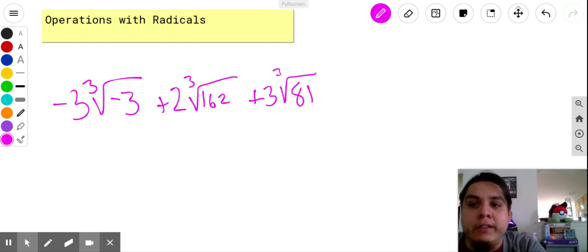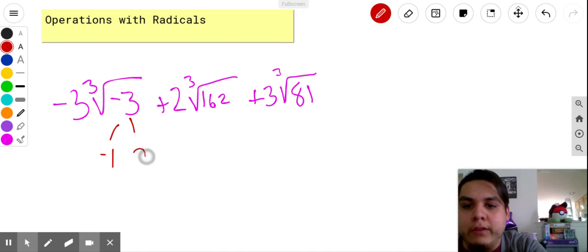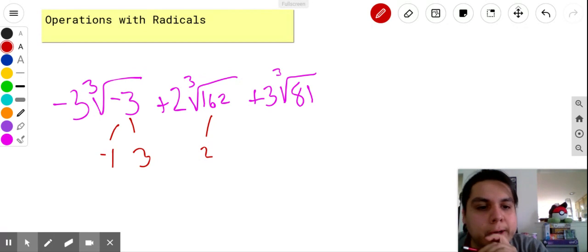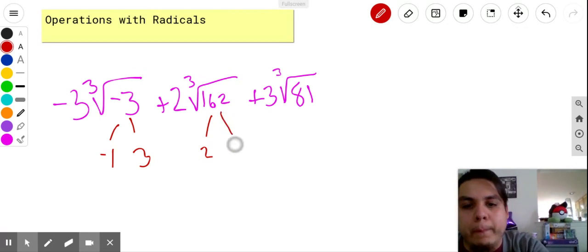And here's what I see. In my head, I see that I'm making chicken pot pie. This is like negative 1 times a 3. This is like 2 times an 81. And this is 3 times a 27.